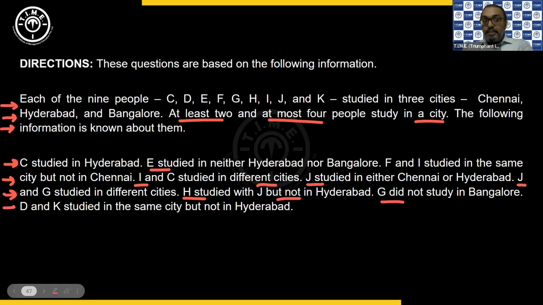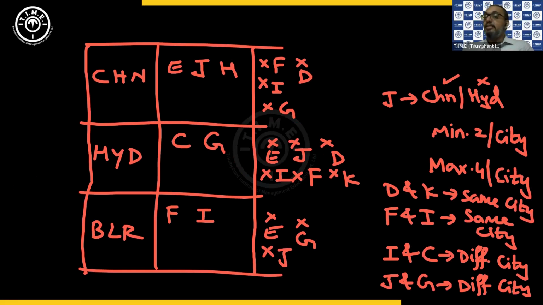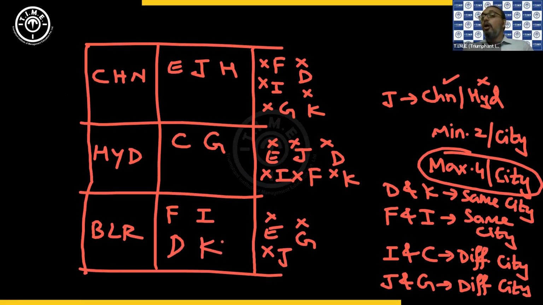And then we have D and K studied in the same city, but not in Hyderabad. So D and K are studying in the same city, but they are not in Hyderabad. And we can definitely rule out D and K in Chennai. Why? Because then you will have 5 people from Chennai. Not possible. Maximum I can have 4. So then D and K will be from Bangalore. So we got our 9 persons, 3 cities, minimum 2, maximum 4 as the arrangement.